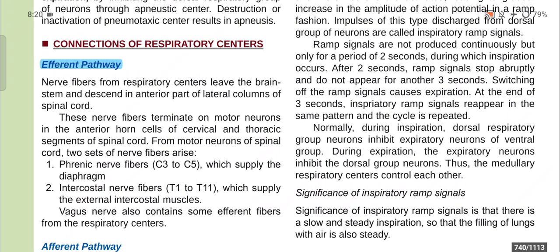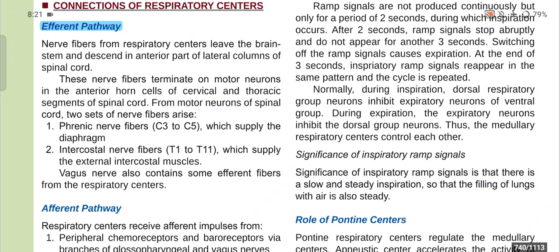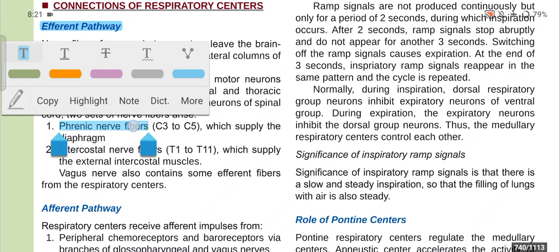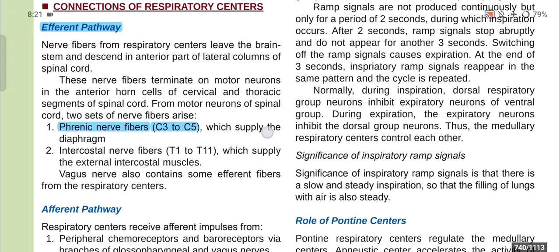So what happens here? First of all, the nerve fibers from the respiratory centers leave the brainstem. Then they descend down in the anterior part of the lateral column of the spinal cord. Then these nerve fibers terminate on motor neurons in the anterior horn cells of the cervical and thoracic segment of the spinal cord. And from the motor neurons of the spinal cord, two sets of fibers arise. First one is the phrenic nerve fiber, that is C3 to C5, which supplies the diaphragm.